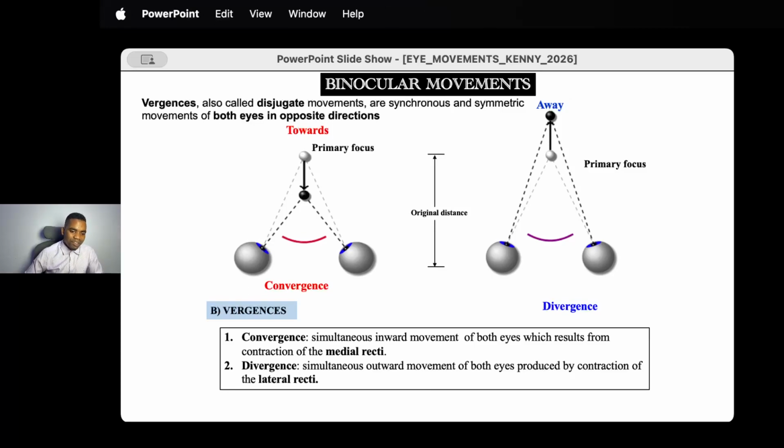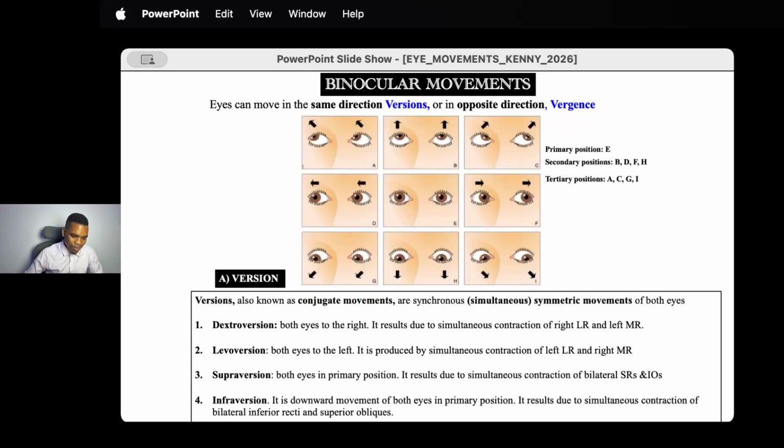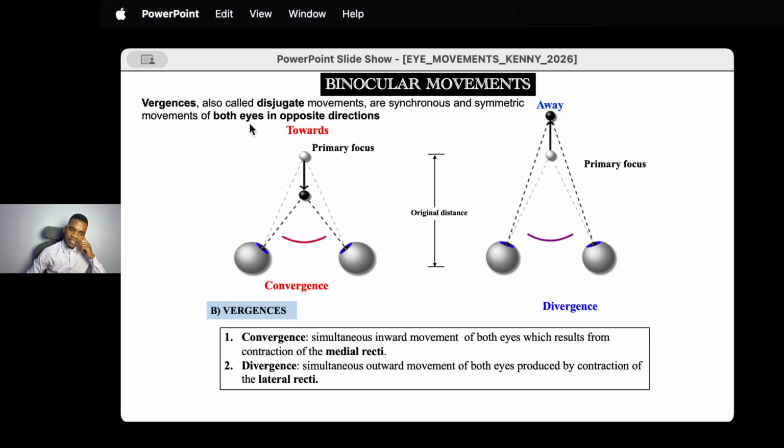The movement of eyes in the opposite direction is called vergences, also known as disconjugate movement. Oh wow, I didn't mention that the versions are also known as conjugate or simultaneous symmetric movement. Vergences are the synchronous and symmetric movements of both eyes, but in opposite directions. And in the opposite direction, it can be towards one another or away from one another.